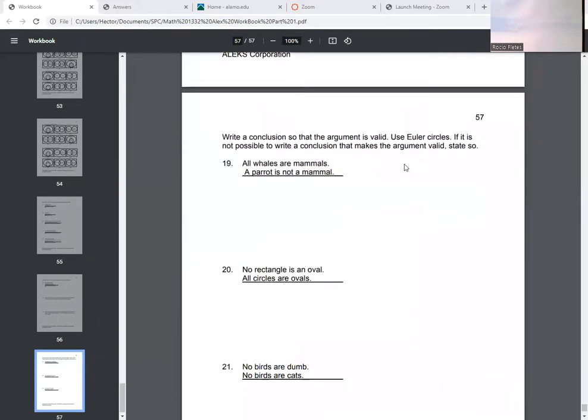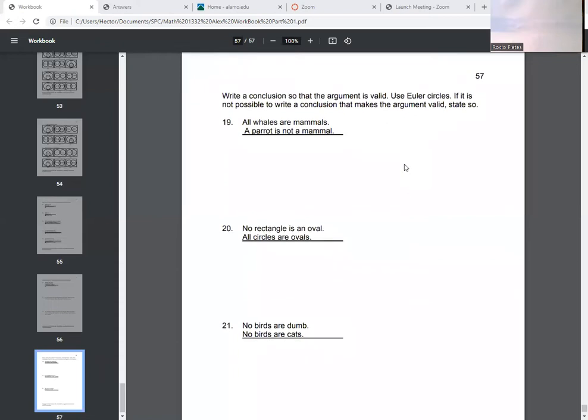Let's go ahead and do 19, because this is a different type of problem. It's almost the same, but now we have to write the conclusion. Based on what we read, we have to see if we can write a conclusion. It says write a conclusion so that the argument is valid and use Euler circles. If it is not possible to write a conclusion that makes the argument valid, state so. So we have to see if we can write a conclusion that makes the argument valid based on the premises. And if we can't, we have to say so. Well, we can.